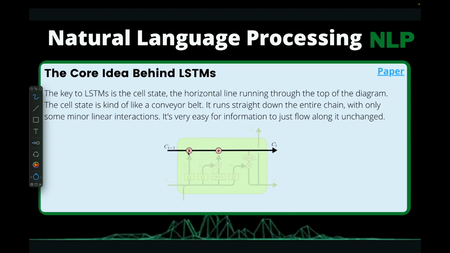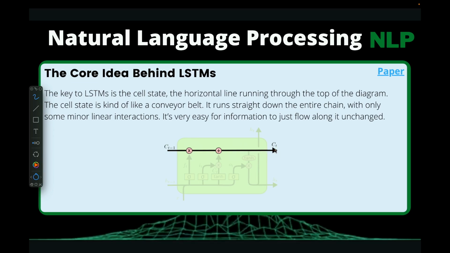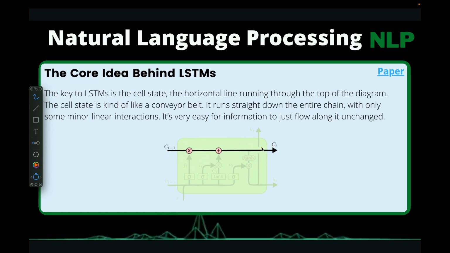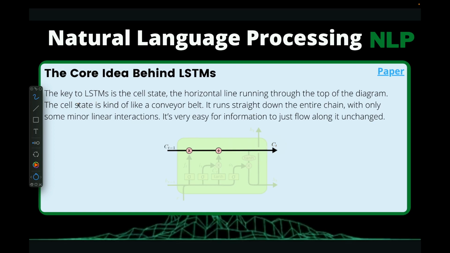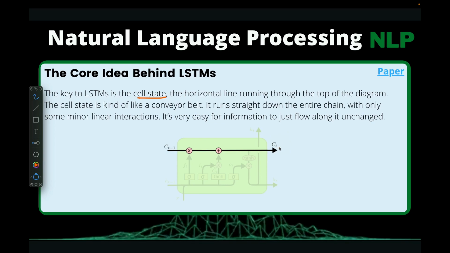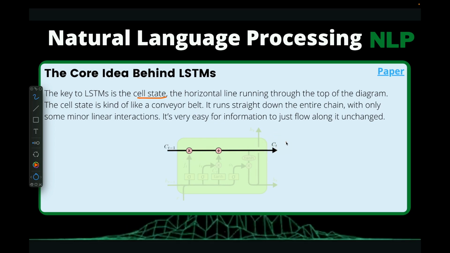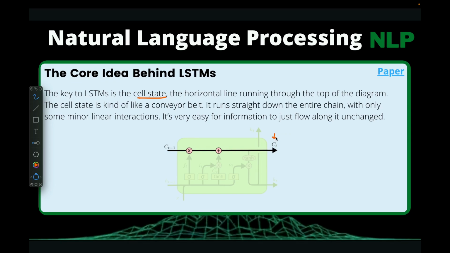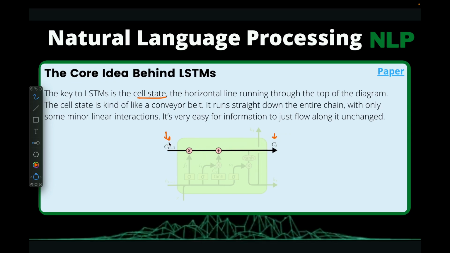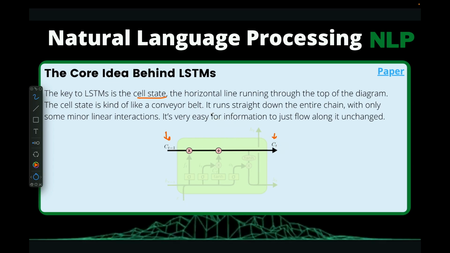Now, if you take the architecture, you will realize that there's a certain arrow over here which runs through all the way to the end. So the key to this LSTM is the cell state. We call this one the cell state. So you see that we have CT. This is the current cell state, and this is the previous cell state. CT minus 1 is the previous one, CT is the current one.